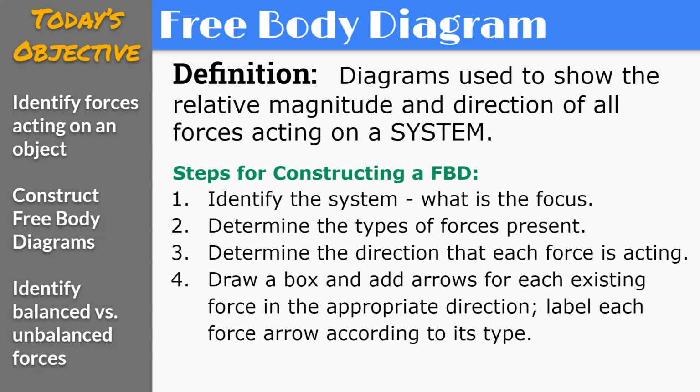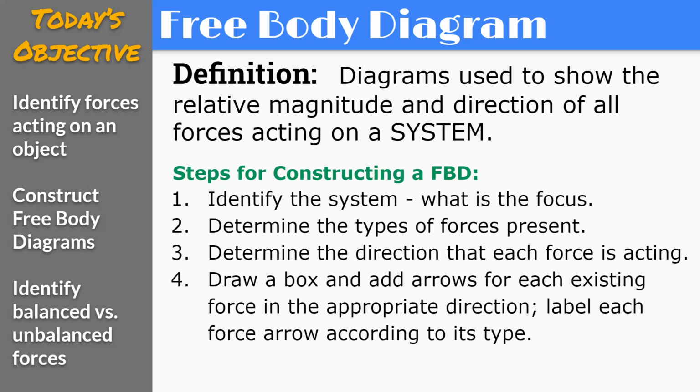Step 2, determine the types of forces present. What forces are acting on this object? We had a whole list on the previous screen, so think to yourself, do I have anything elastic here? No, not really, not with the computer on the desk. But I do have force of gravity, and so you would start to identify the forces that are present and acting on the object, and then determine what direction those forces are acting. Lastly, you'll actually draw the diagram, and you do that by drawing a box and adding arrows for each existing force in the appropriate direction, and then labeling each force arrow according to its type.